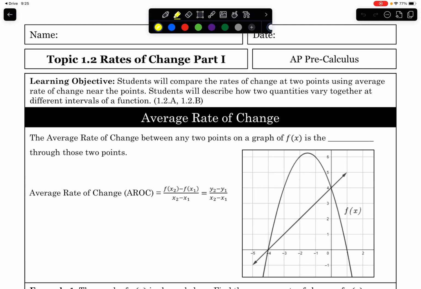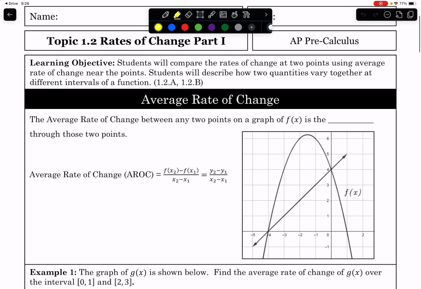In this lesson, you'll compare the rates of change of 2 points using average rates of change near the points. You will describe how two quantities vary together on different intervals of the function. So what we're going to go over in this video is how to calculate the average rate of change for nonlinear functions. The average rate of change, so let's begin with the vocabulary.